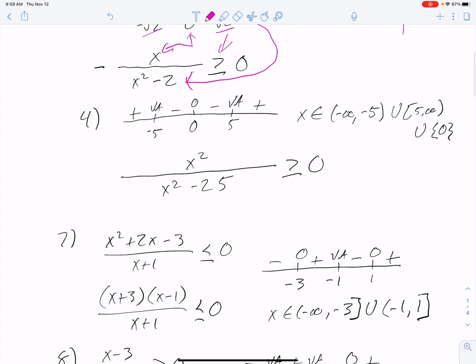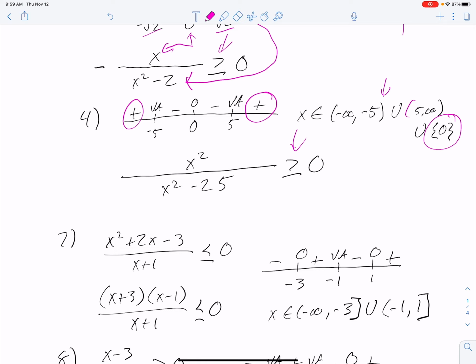Number 4, again, it's focusing on the positive values, and then it includes 0, so that tells me I need a greater than or equal to 0. Sorry, there's a mistake here, I can't have brackets on my vertical asymptotes.